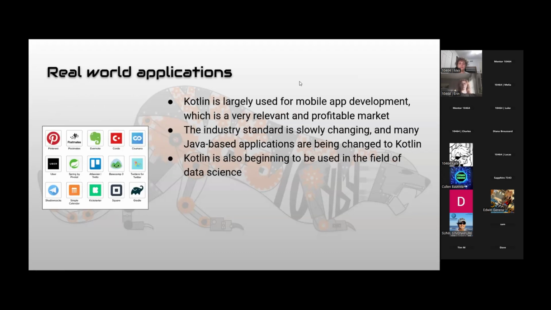So, some real world applications for Kotlin. It's good to know because it's largely used for mobile app development, which is very relevant and profitable. So if you're interested in doing something like that, it's a good language to get familiar with. The industry standard is slowly changing from Java into Kotlin. So many Java-based applications are being changed to Kotlin, and it's also beginning to be used in the field of data science.